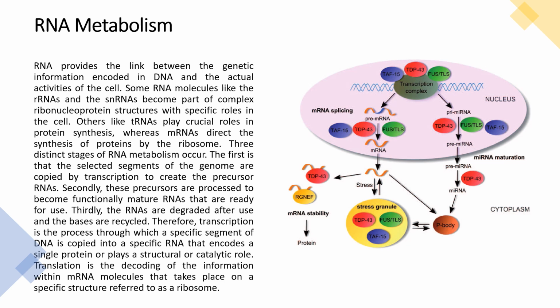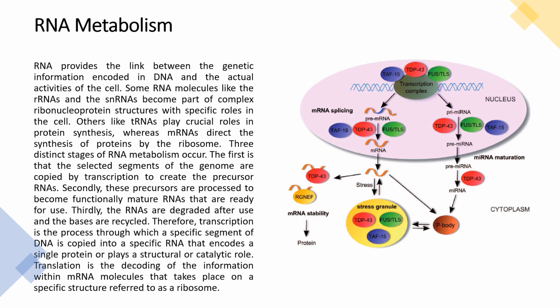Now let's discuss RNA metabolism. RNA provides the link between the genetic information encoded in DNA and the actual activities of the cell. Some RNA molecules, like the rRNAs and the snRNAs, become part of complex ribonucleoprotein structures that fulfill specific roles in the cell. Others, like tRNAs, play crucial roles in protein synthesis, whereas mRNAs direct the synthesis of proteins by the ribosome. Three distinct stages of RNA metabolism occur.